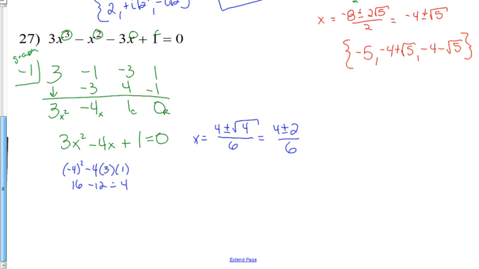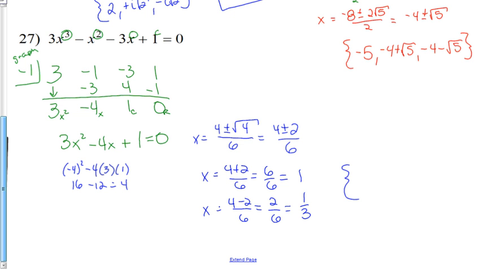Well, that's two problems. Now we can combine those because they're both integers. 4 plus 2 over 6, that's 6 over 6, or 1. That's exactly what we expected. 4 minus 2 over 6, that's 2 over 6. That's 1/3, between 0 and 1, another thing that we expected. So I will write the answers over here in braces. And there you have it.